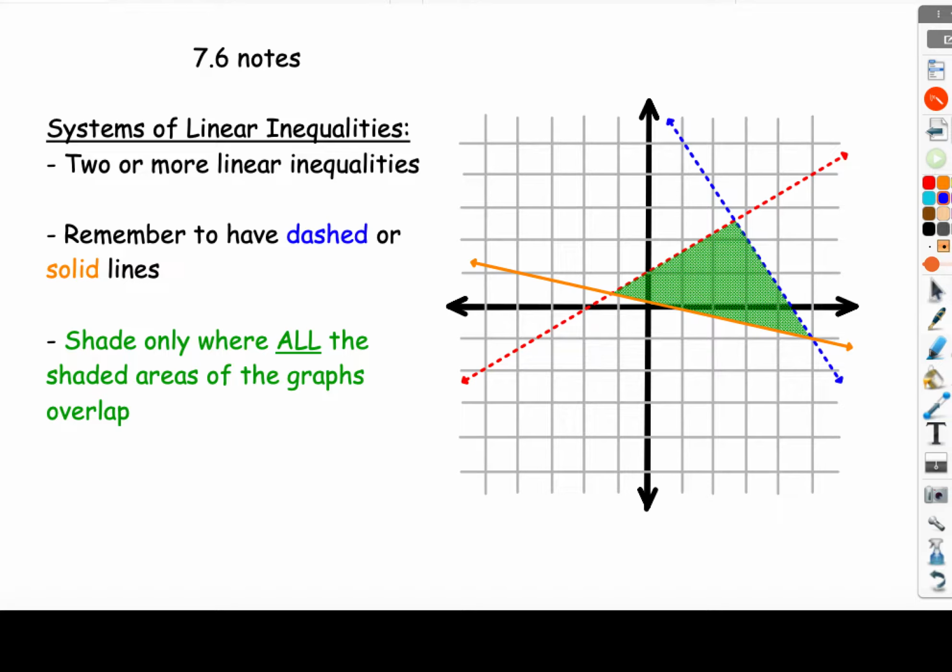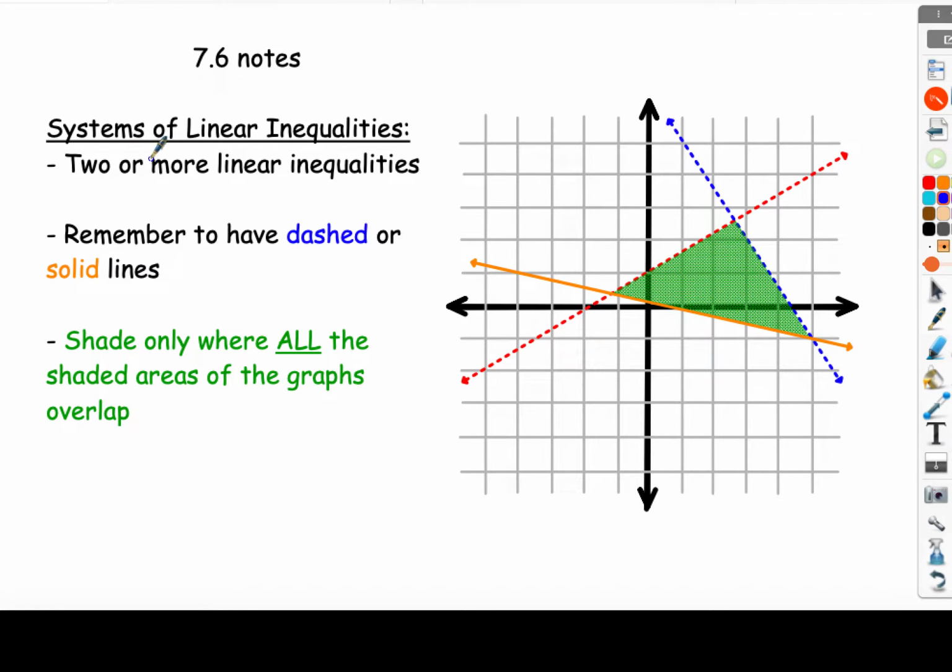Because we only want to satisfy what works for all of the inequalities, notice we're only shaded in between those lines. Even though all of this space above the orange line would technically be greater than that orange line, we also had to satisfy being less than the blue and less than the red. So only the green area, not all these other spaces that would have satisfied one but not all parts. Only the green area is our shaded region of answers.